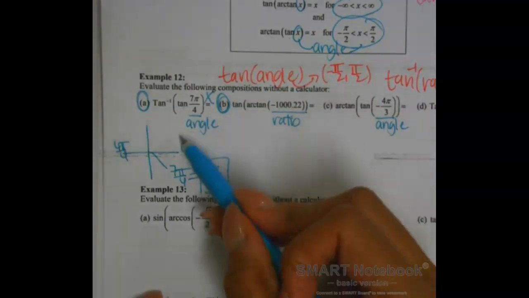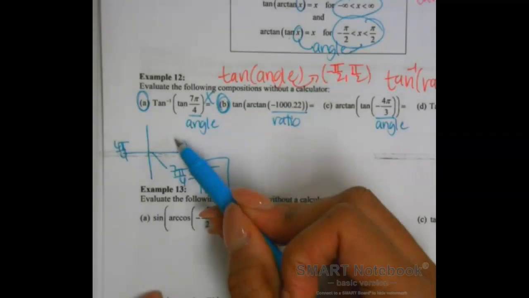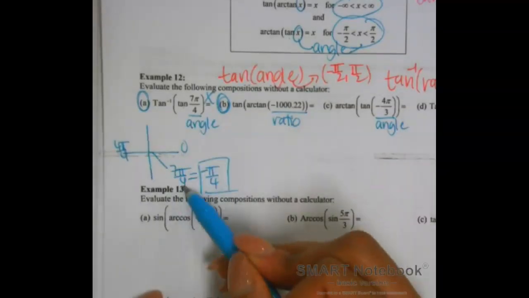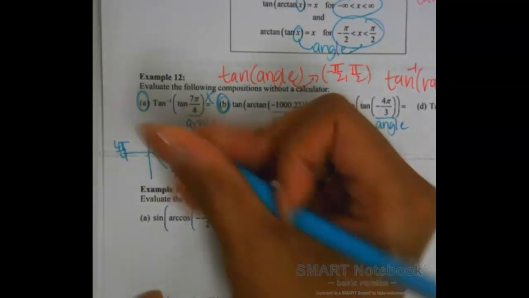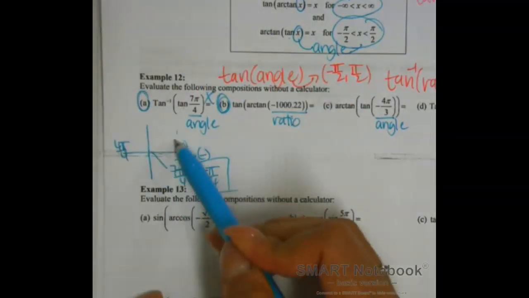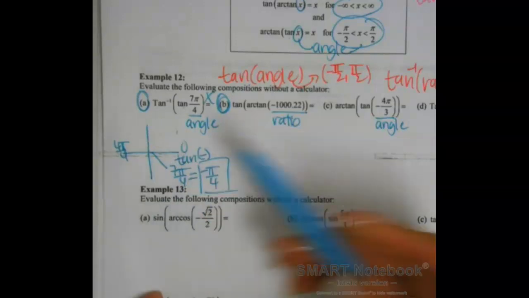Do I need to go into quadrant 1 to find anything? Melissa, why not? What sign is tangent of 7 pi over 4? It's negative. Tangent in this quadrant is negative. So what sign would it be up here if I found this? Which is what I don't need. That's not what I need.